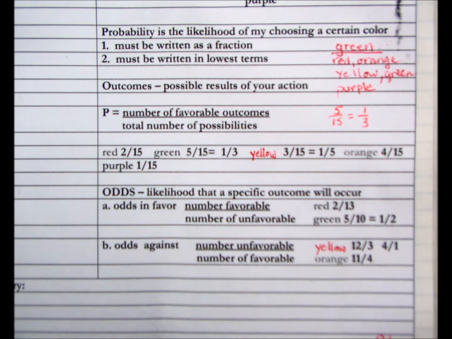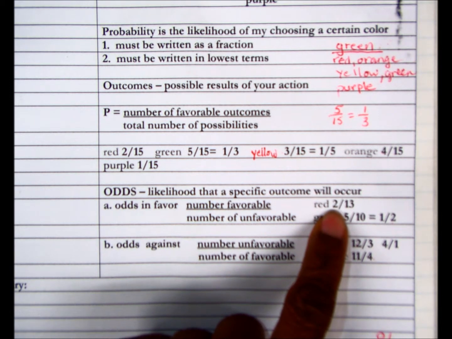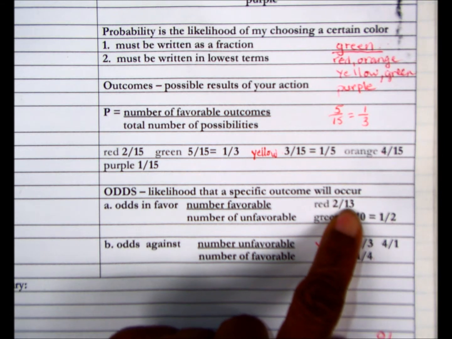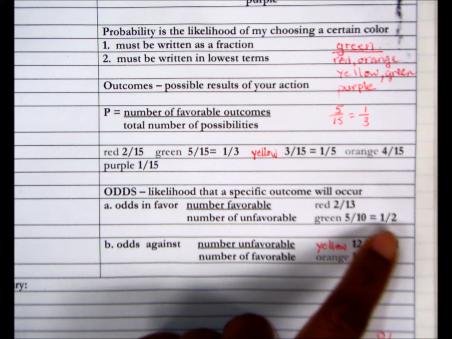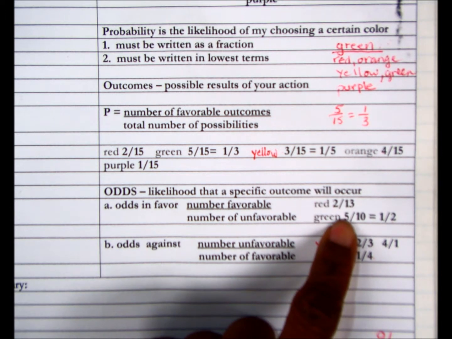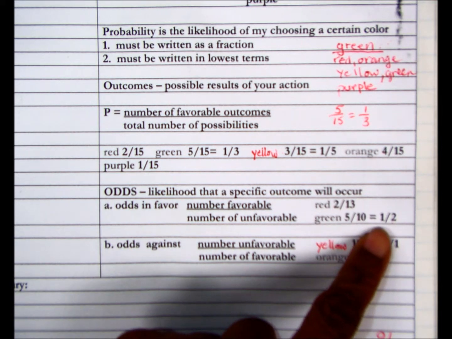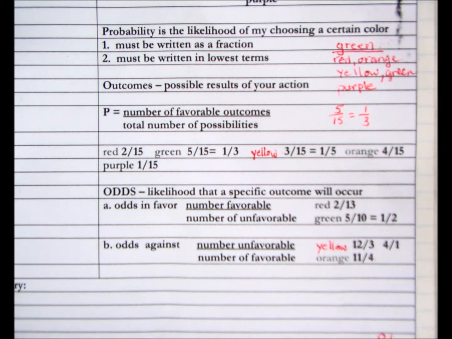So again, let's go back to these 15 we have. There were 2 reds. So the odds of what we want are 2, and the odds of what we don't want are 13. If we wanted green, it would be 5, because there were 5 green, and there are 10 that are not green. So that would be simplified to 1/2.